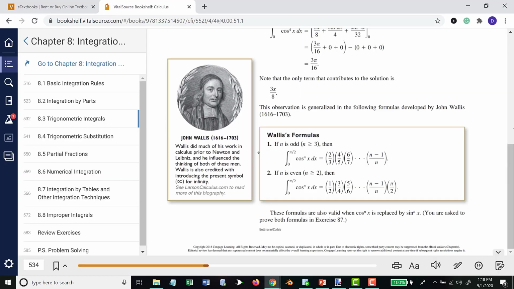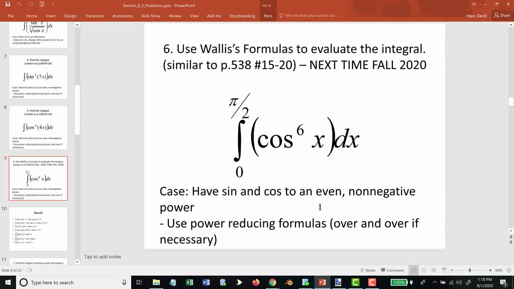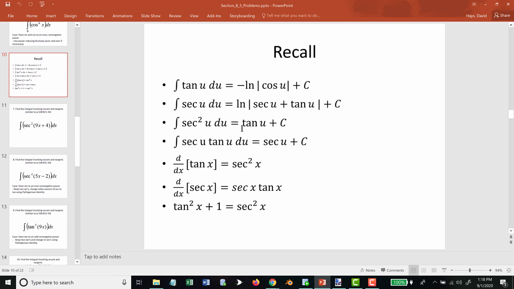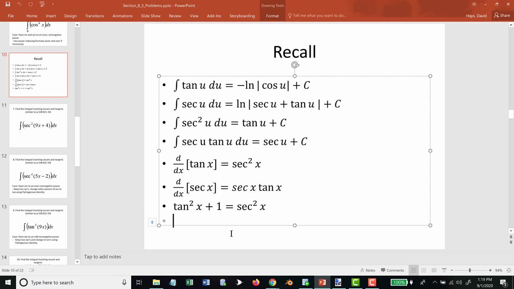Now, pretty easy. Now, note down here, it says these formulas are also valid when our cosine is replaced by sine. You're asked to prove both formulas in the exercises, number 87. But that'd be that problem. Now, recall, we have these from Calc 1, some derivatives, and then our Pythagorean identity, tangent squared x plus 1 equals secant squared.